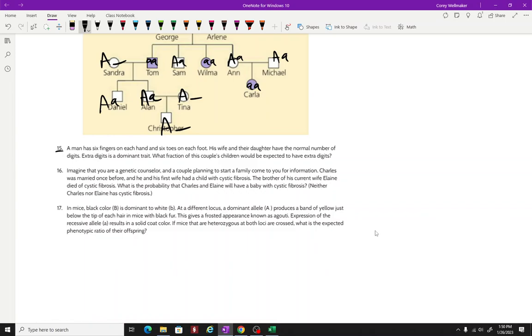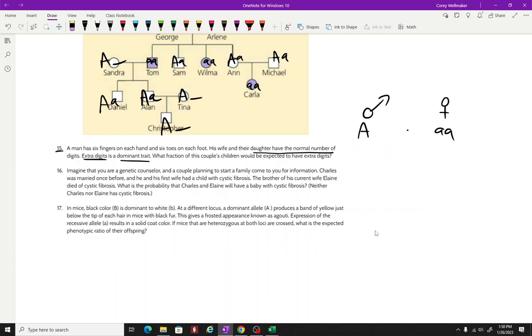Okay, a man has 6, but it's autosomal. A man has 6 fingers on each hand and 6 toes on each foot. His wife and their daughter have normal number of digits. Extra digits is dominant. So if the daughter has normal digits and that's recessive, and the mom has normal digits, so here's mom. Mom is little a, little a. Dad has to be big A, little a, right?